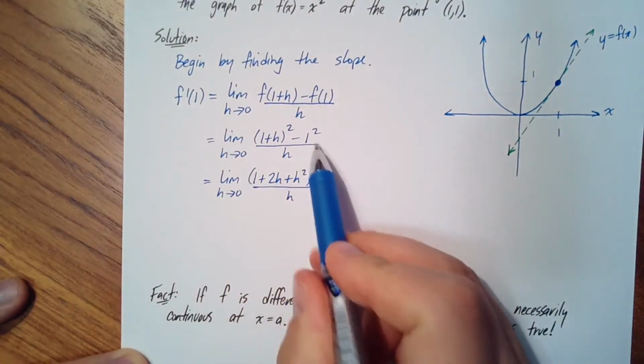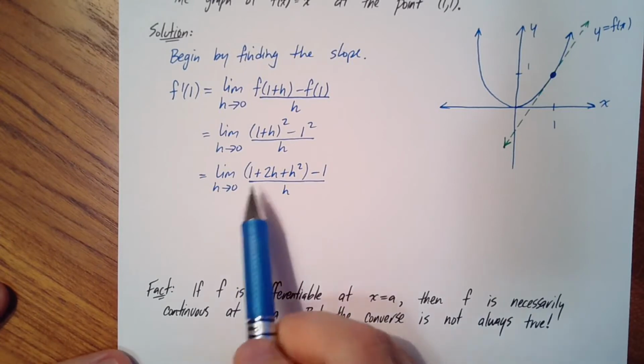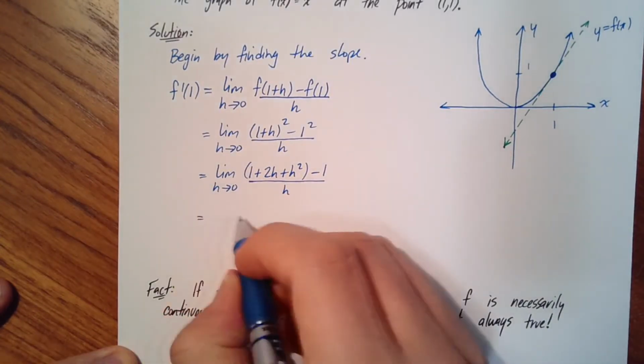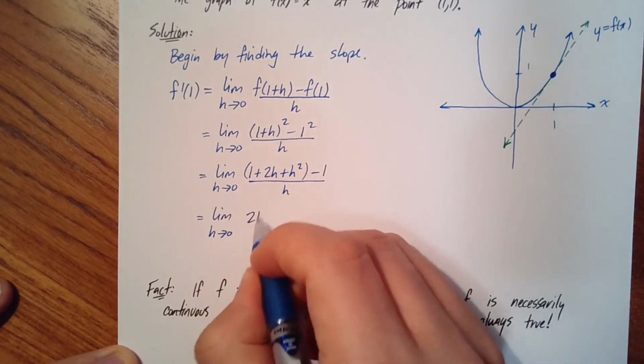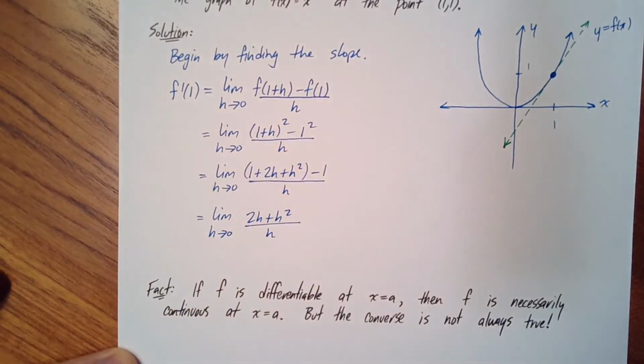And of course 1 squared is just 1, right? So that's why I wrote minus 1 afterwards. Okay, well 1 plus 1 and minus 1 over here are going to cancel. So really the next step, this might clean up quite nicely. We're going to have 2h plus h squared over h, right?